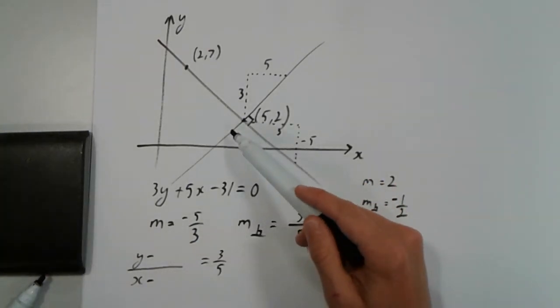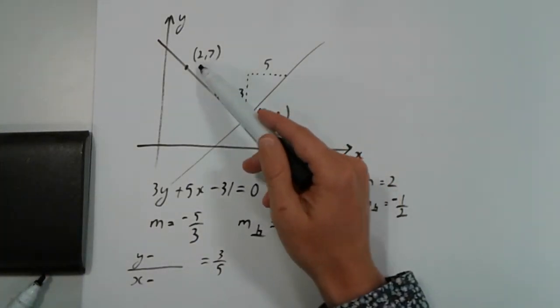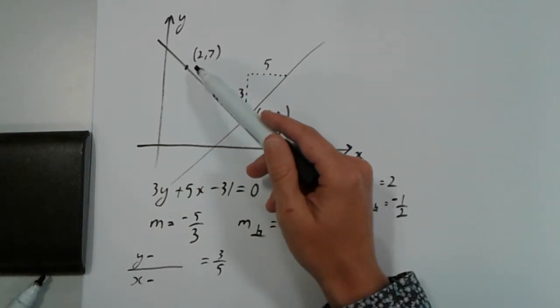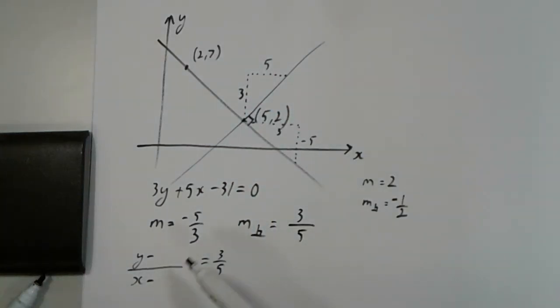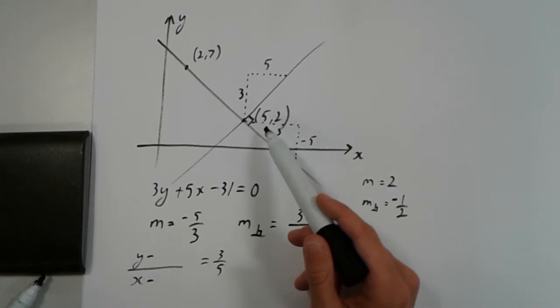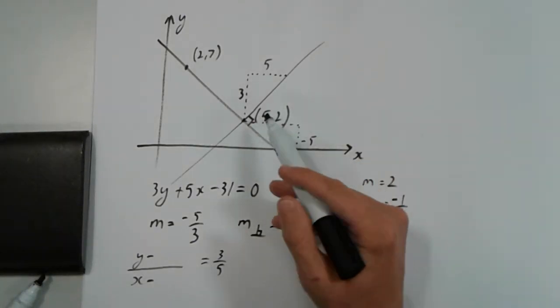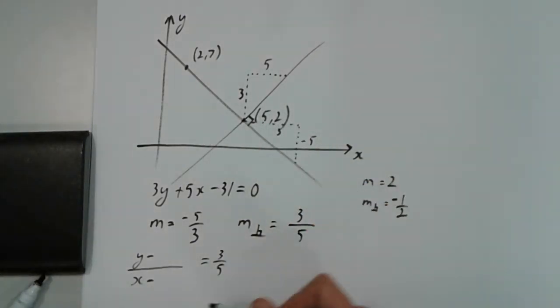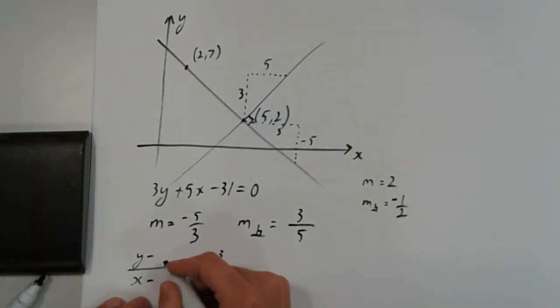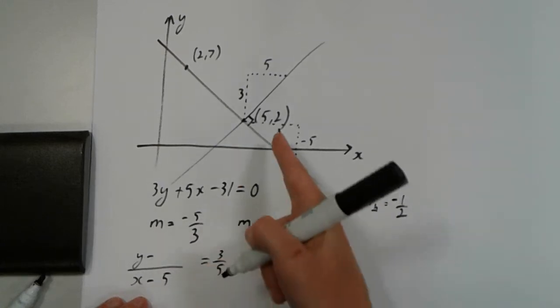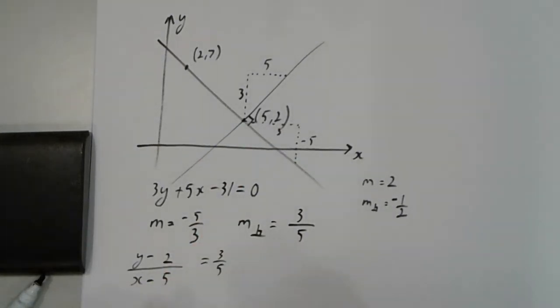Now, which point do we choose? We cannot choose 2,7 this time, as that point does not lie on our line. This only works if we choose a point which does lie on our line. So in this case, we have the point 5,2. That's the only point we know which lies on our line, so we'll choose that. x is 5, y is 2.